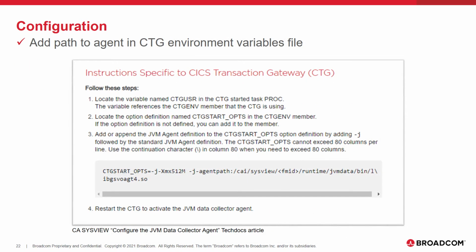Once the path to the agent is known, we can then configure the agent within the CTG instance. You can follow these instructions found on our TechDoc site under the Configure the JVM Data Collector Agent article. What needs to be done is you need to find the file where the CTG environment variables are defined. Then you need to modify the CTG start_ops option and add a path to our agent. Once the path is defined, you can then restart the CTG and our JVM data collector agent will begin to monitor your CTG instance.